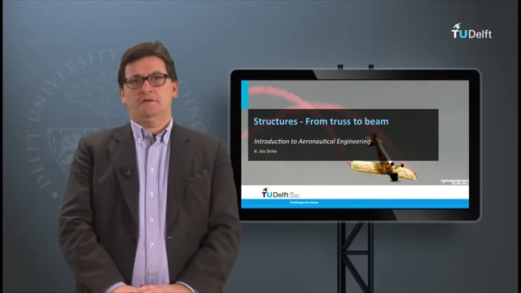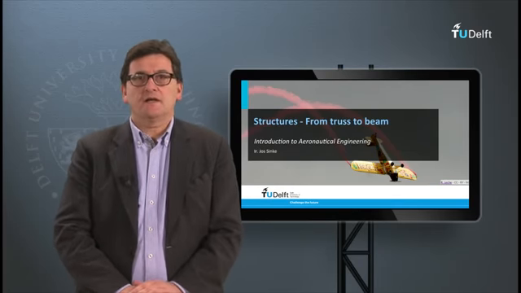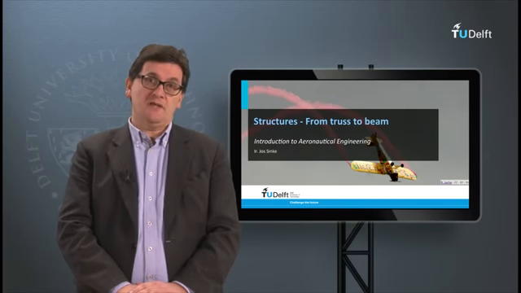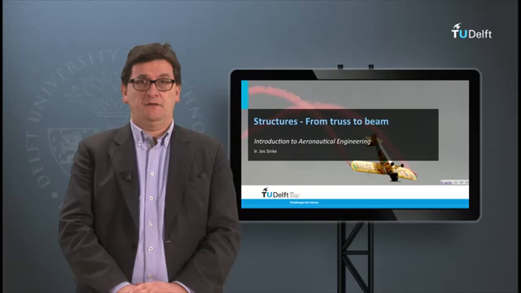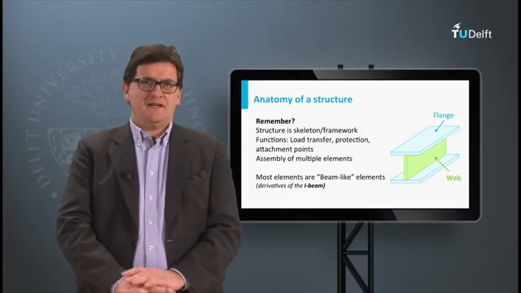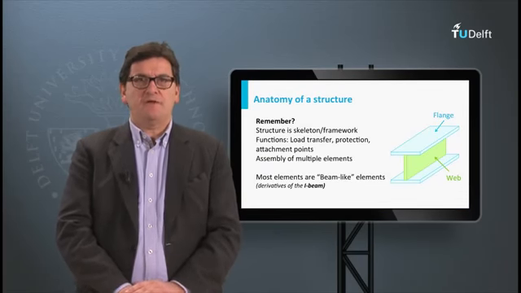In the second lecture on aircraft structures, we will look at the concept of a beam. What is a beam and how is a beam related to a truss structure? Remember, a truss structure was often used in the early years of aviation. Let's first repeat a few ideas from the previous lecture.